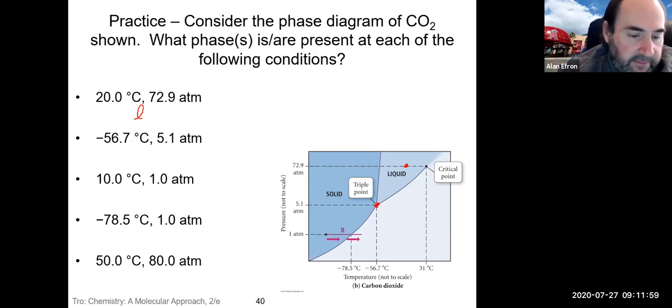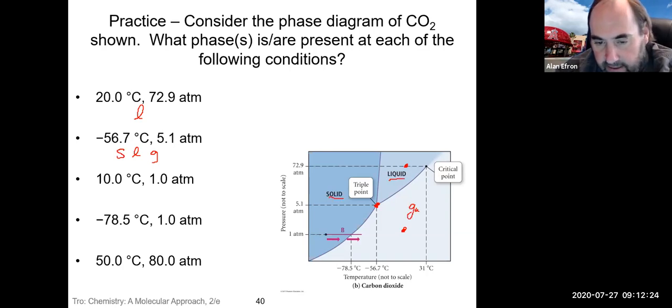And that is our triple point, which means that we actually have all three phases occurring at once. So the solid, liquid, and gas would occur at that point. The next is 10 degrees Celsius and 1 atmosphere. So 10 is in this ballpark, and 1 atmosphere is somewhere in this region. Since this is solid and this is liquid, over here should be our gas phase, so this should be gas at that point.